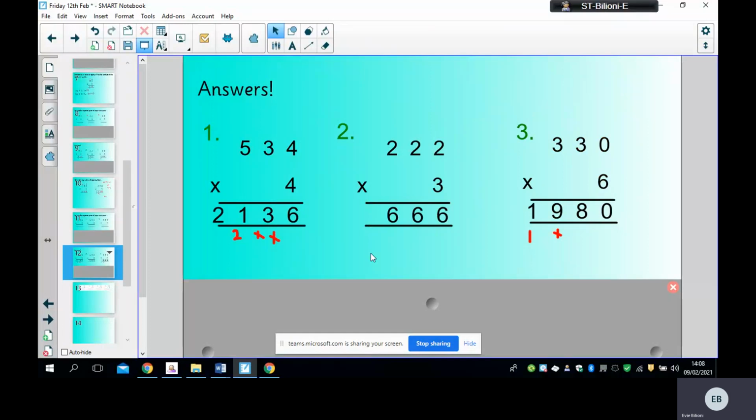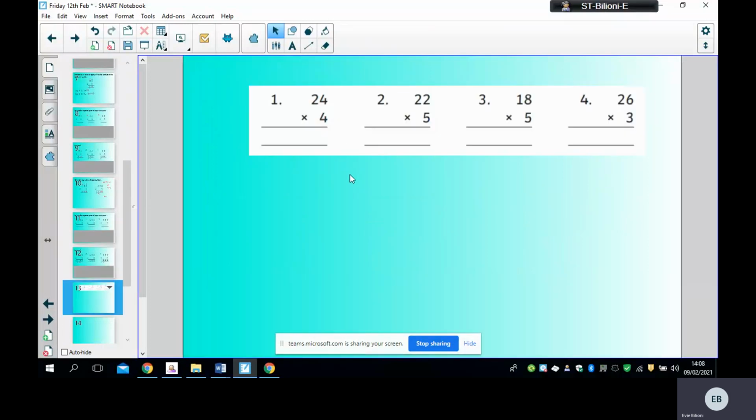So well done. I think you're all going to smash this lesson, and your to-dos are really similar to what we've been doing examples of in this lesson. So we've got some 2-digit numbers, and you also have some 3-digit equations.